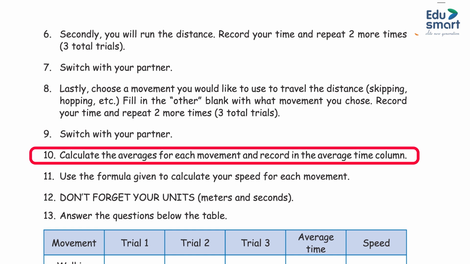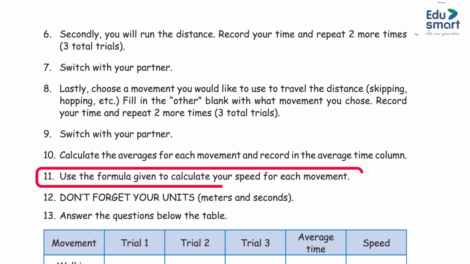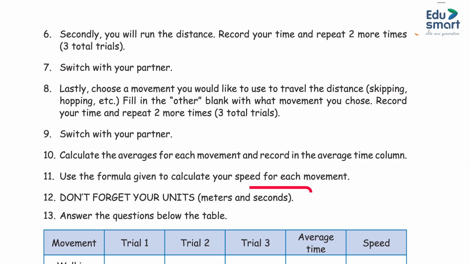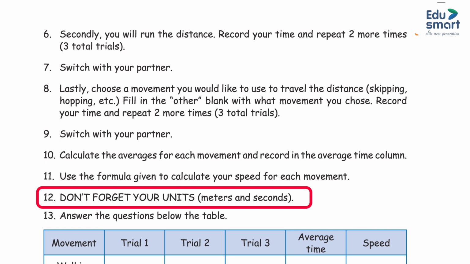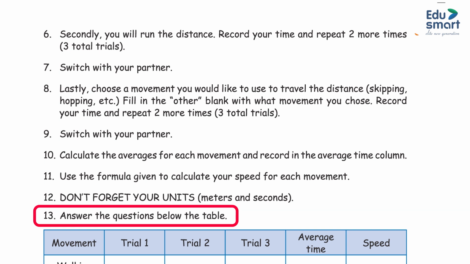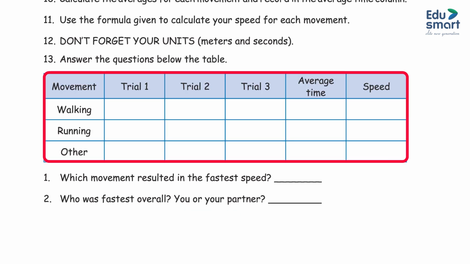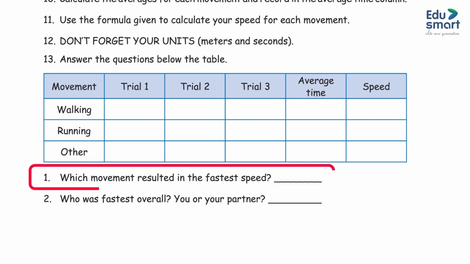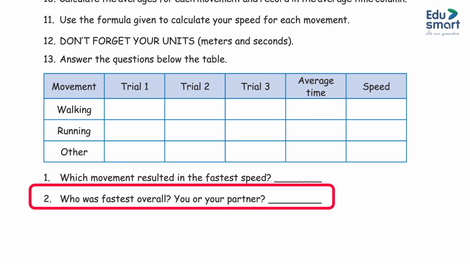10. Calculate the averages for each movement and record in the average time column. 11. Use the formula given to calculate your speed for each movement. 12. Don't forget your units, meters and seconds. 13. Answer the question below the table. Movement, trial 1, trial 2, trial 3, average time, speed: walking, running, other. 1. Which movement resulted in the fastest speed? 2. Who was fastest overall, you or your partner?